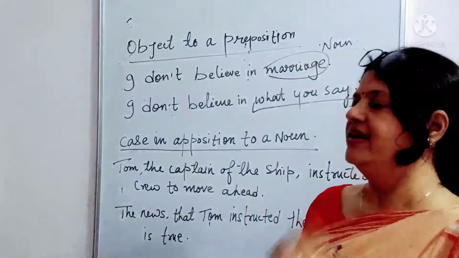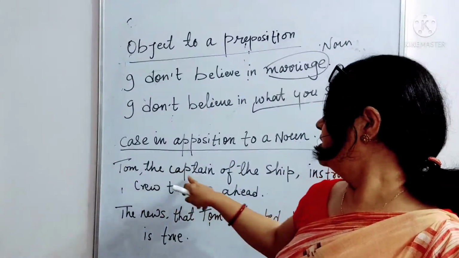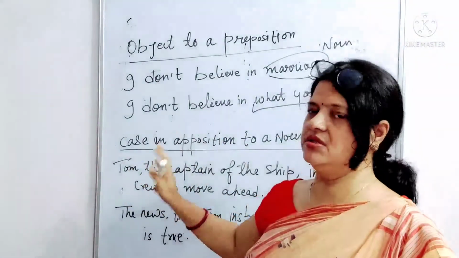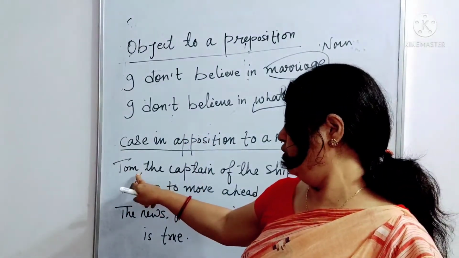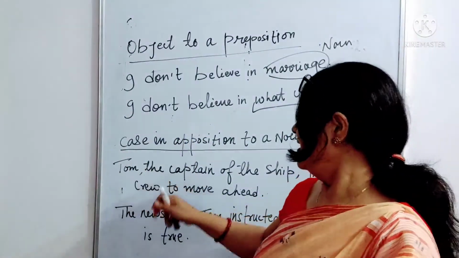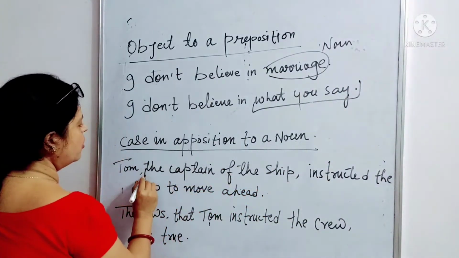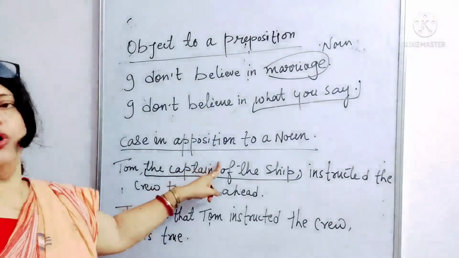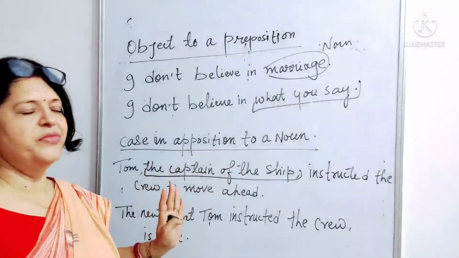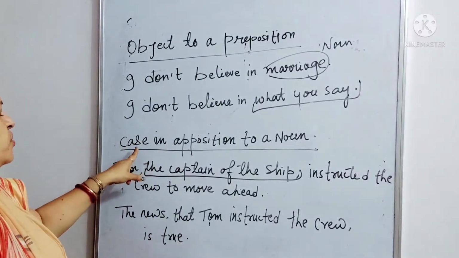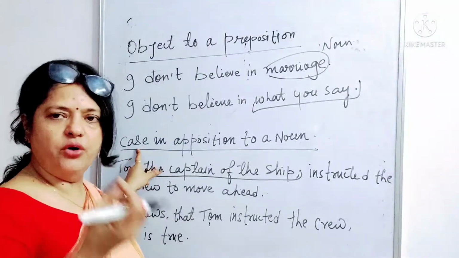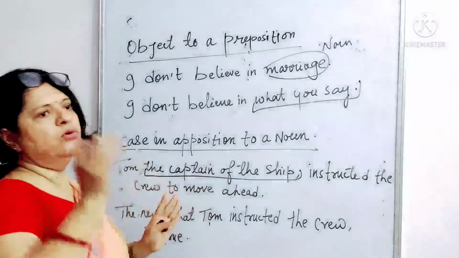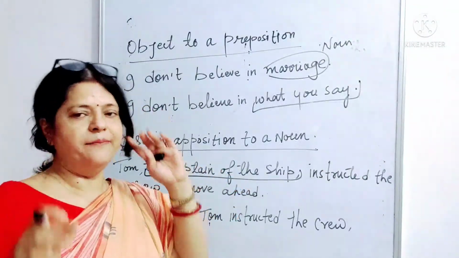This is the sentence. Let's understand it again. Tom, the captain of the ship. So here we see that this is Tom, the noun about which we are talking. And this whole part, the captain of the ship, is a phrase. So this part is called a phrase because it has no verb. As I told you just now, it can be a phrase in opposition or a noun in opposition. So in its place, a noun could also have been there.